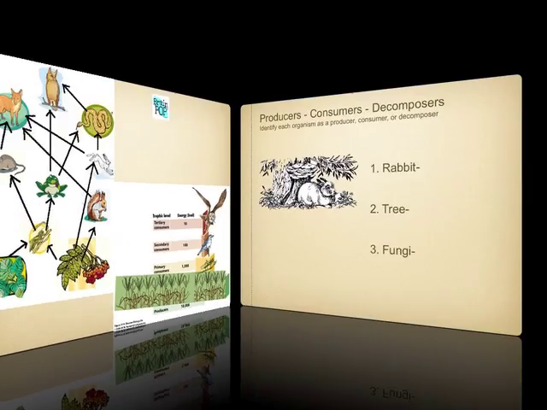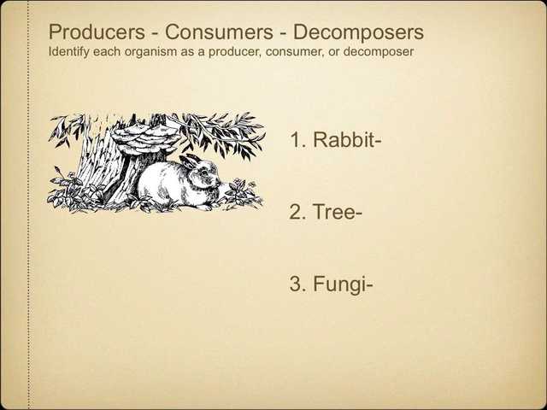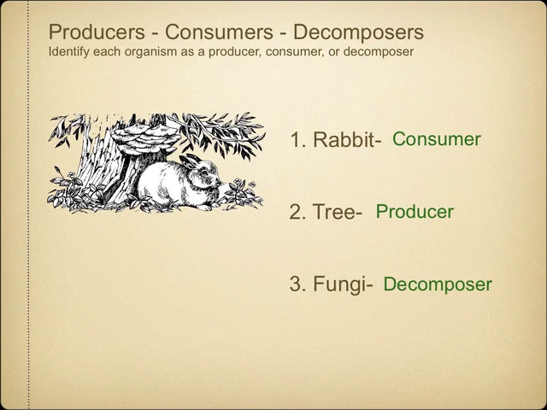All right, producer, consumer, decomposer. I know it's already filled in. Producers, consumers, and decomposer. The rabbit's the consumer. Consume other organisms for energy. The tree is the producer. It grows using the sun's energy, making its own glucose. And then the fungi is the decomposer.